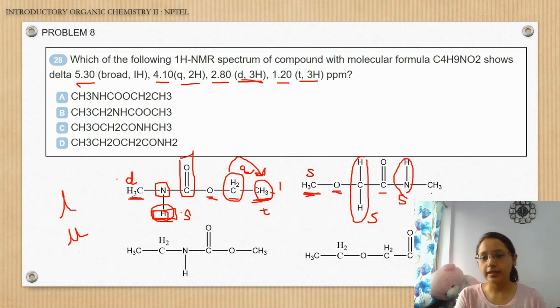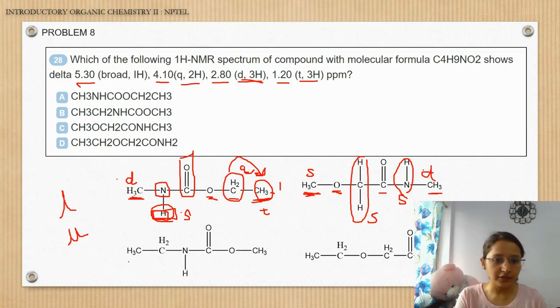In the case of methyl, it is split because of this proton into a doublet, as we have seen in this case. So we have assigned the particular multiplicities for this compound.